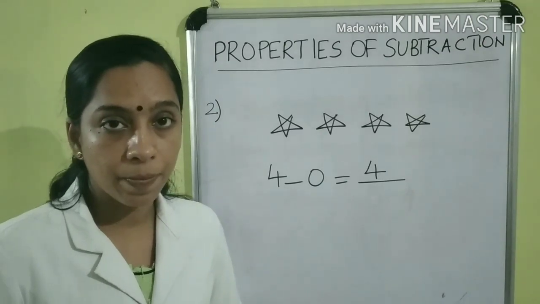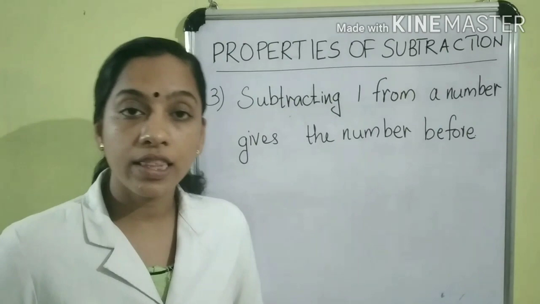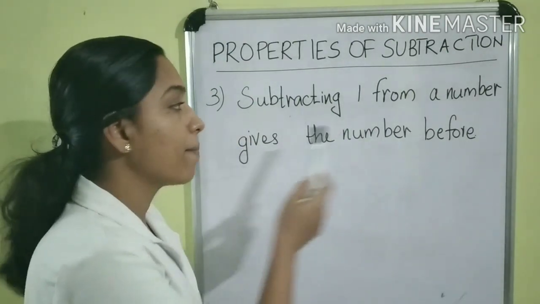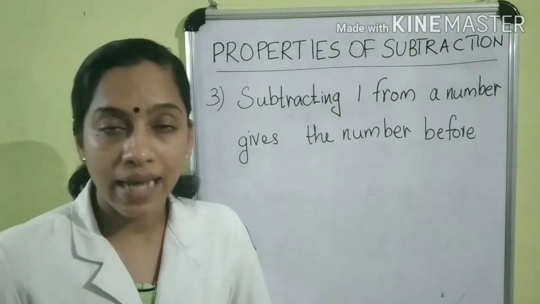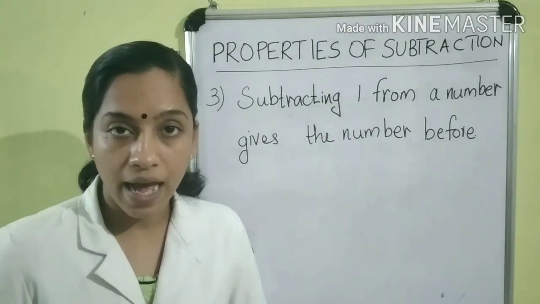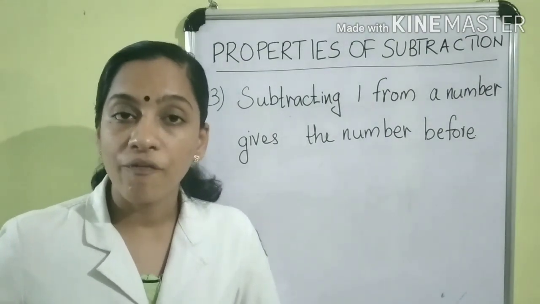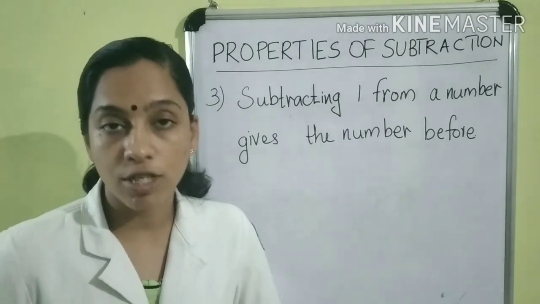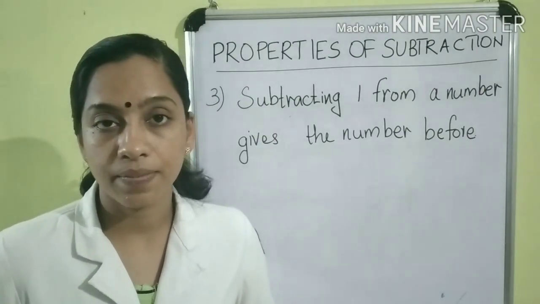Is it clear? Okay. Children, let us listen the third property. Subtracting 1 from a number gives the number before. That is, if we subtract 1 from any number, the number which comes before will be the answer. So children, let us understand this with examples.